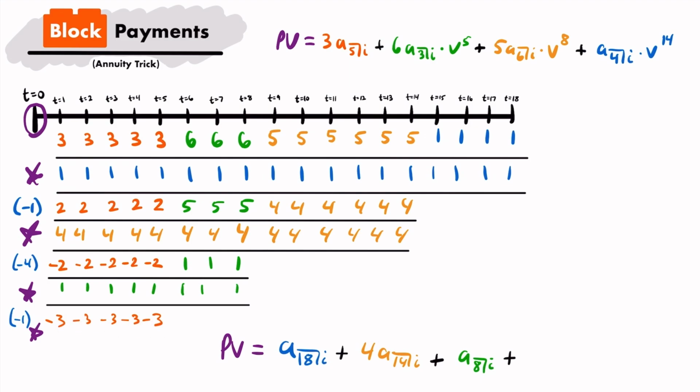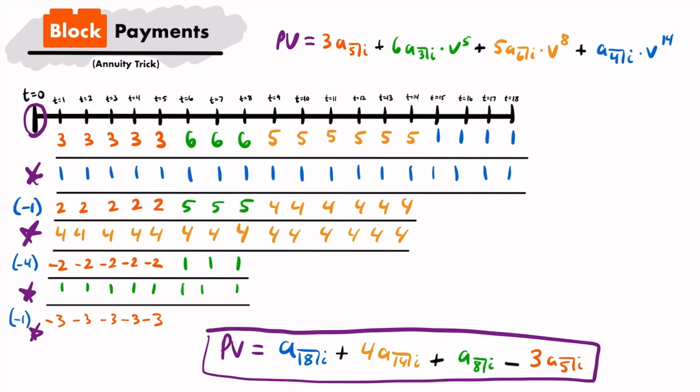So really, instead of adding this, what we want to do is subtract. We're going to have minus 3 times A, 5 bracket I. All right, and that right there is another way that you could calculate the present value of our original set of payments, or these 4 blocks of level payments. This calculation is mathematically equivalent to this one up here.